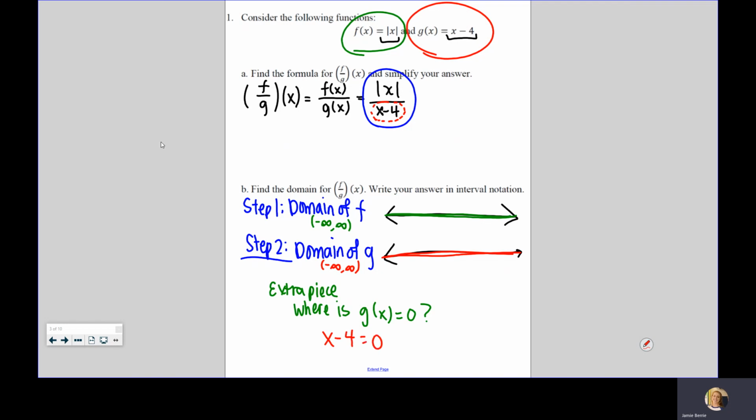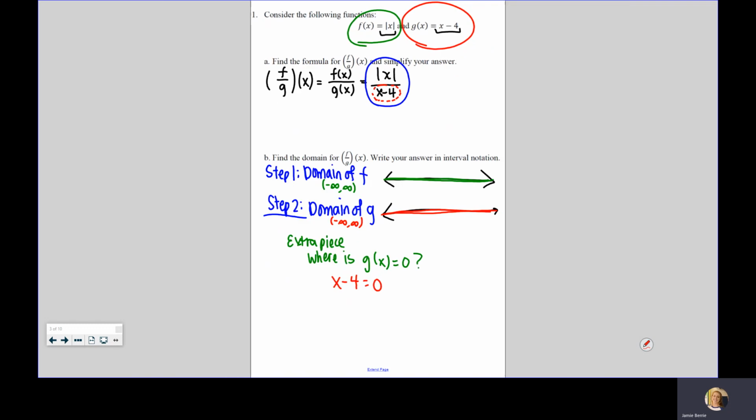This is a simple denominator. This time we're just going to move that 4 over. We have x equals 4. We want to leave this out, so we need to exclude this. Exclude this from your domain, because that's going to make us divide by 0, which we don't want to do.